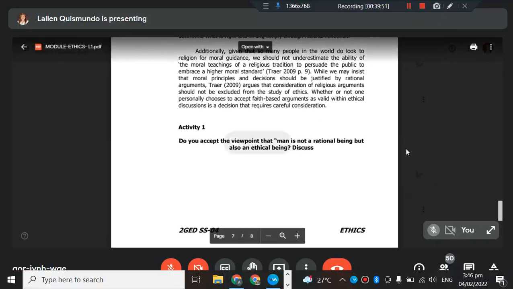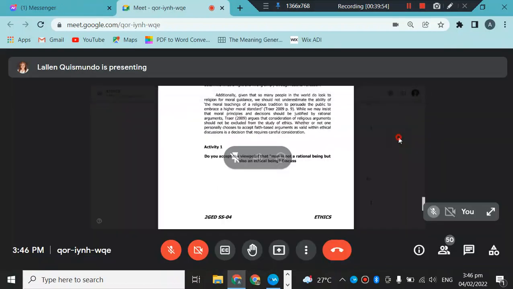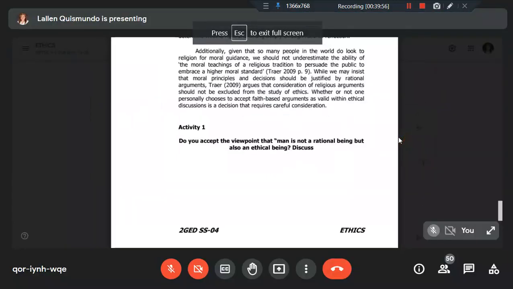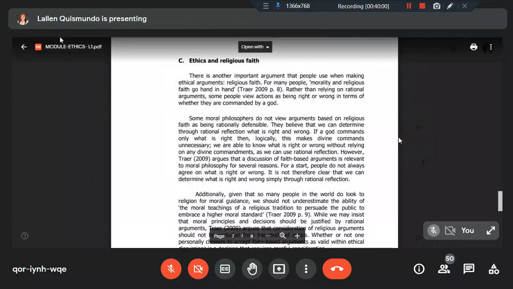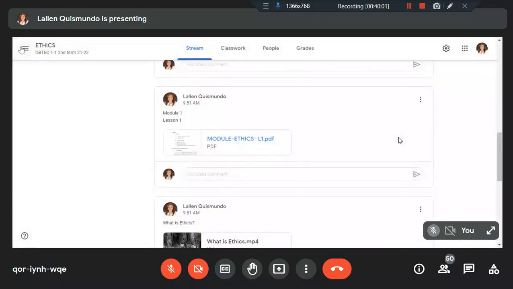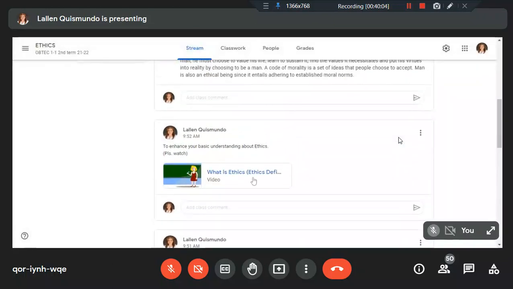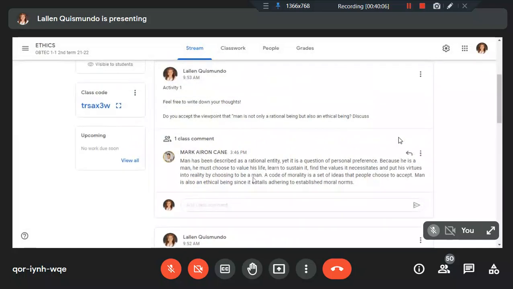Okay, so the question is: do you accept the viewpoint that man is not only a rational being but also an ethical being? It's already in our classroom. Let's check it out. Oh, may nakasagot na pala. Sabi ni Mark, man has been described as a rational entity, yet it's a question of personal preference. So we already have here one comment from Mark.